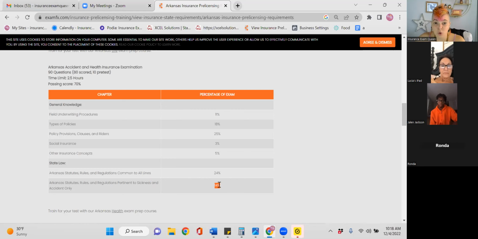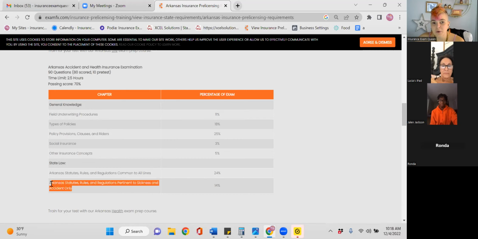What's going to be really cool is that the policy provisions is going to match this chapter. This is a chapter where Arkansas is basically saying, this is our provision, and this is our provision, and this is our provision, and they're just confirming that you know those things. So you don't even really have to study this. By studying provisions, you're going to get this.